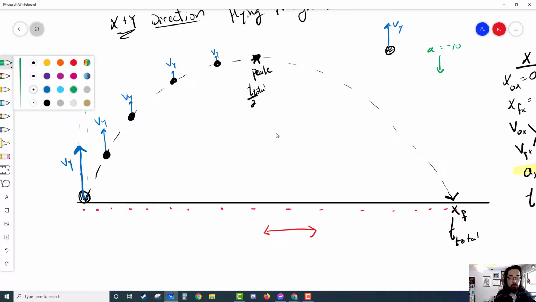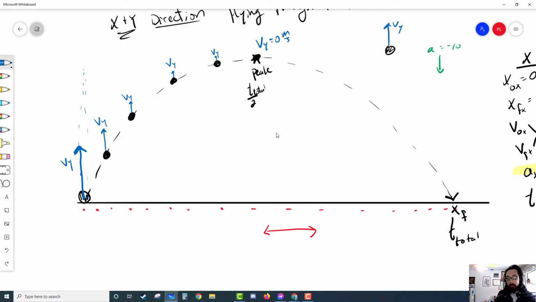Now, this is one of those very important ideas here. Vy is 0. It does not go up anymore, and it is not moving down. At the peak, the Vy will be 0 meters per second. All right, and then once it starts to fall back down, I'm going to try to line it up as it starts to fall back down.